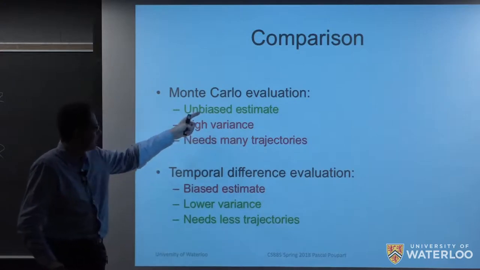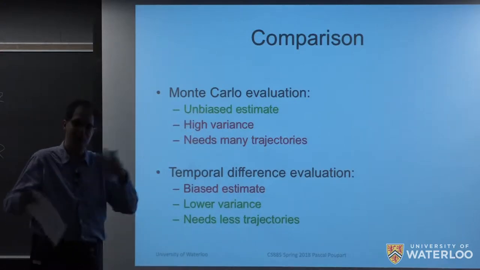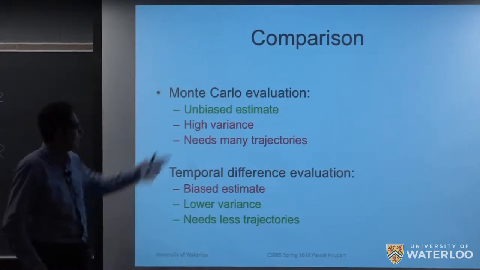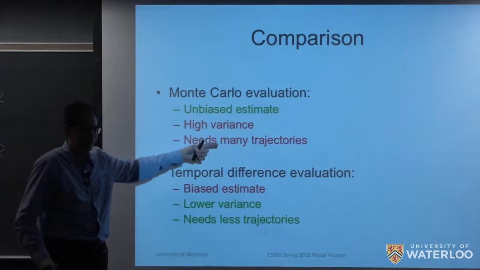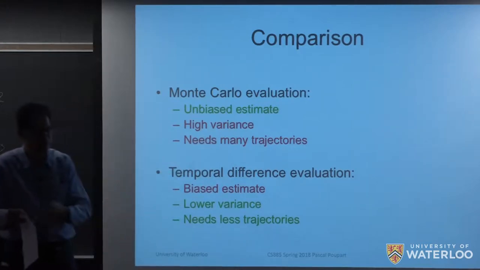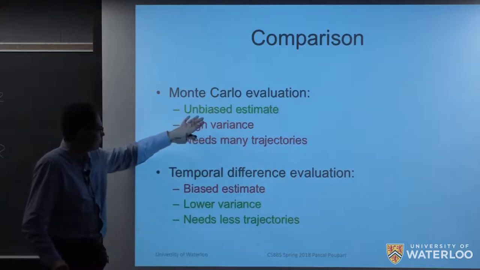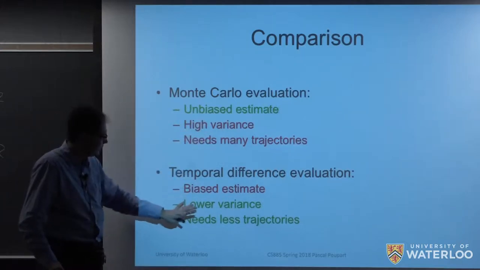But on the other hand, because I will have very few of those samples, since it requires an entire trajectory for each sample, I will typically have high variance because my sample size is typically going to be small. These are the main things.